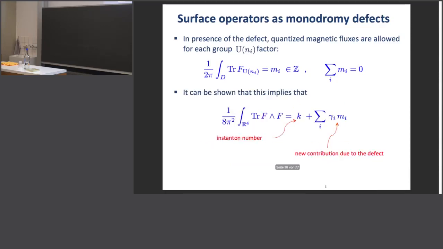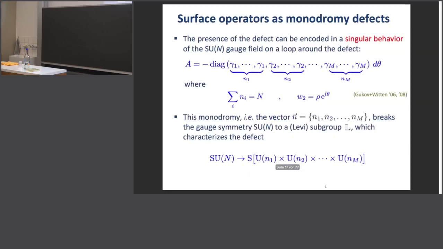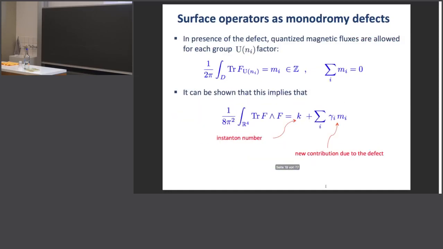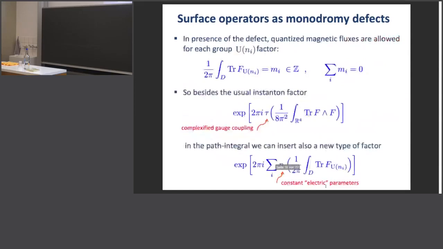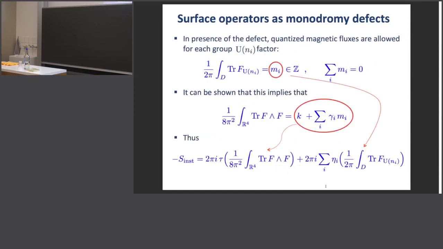Now, it's a fact, which is not very difficult to prove, that if you compute the trace of F wedge F with this singular behavior, and you use the fact that you have these magnetic fluxes, then this quantity here is the usual instanton number, which is an integer, plus a shift, which contains information with these m's, which are also integers, and those parameters which specify the singularity.